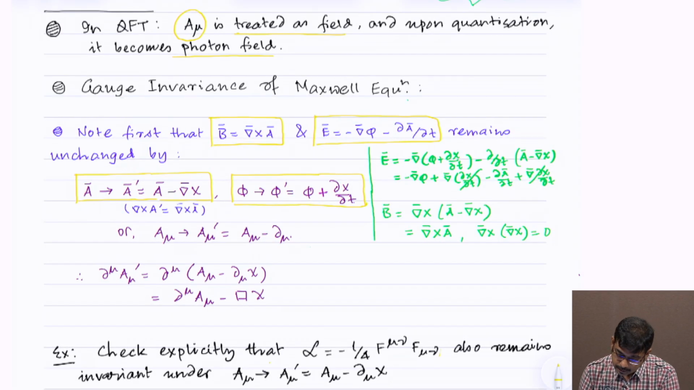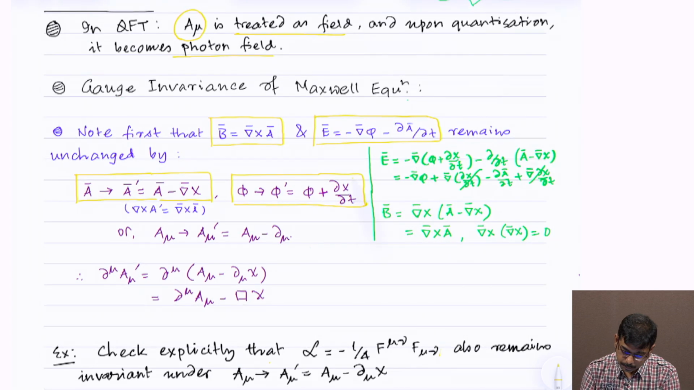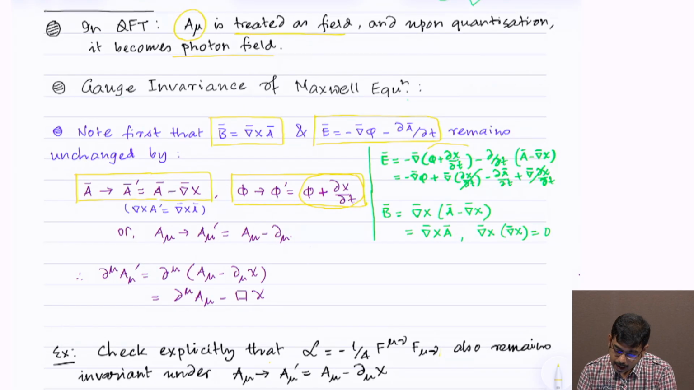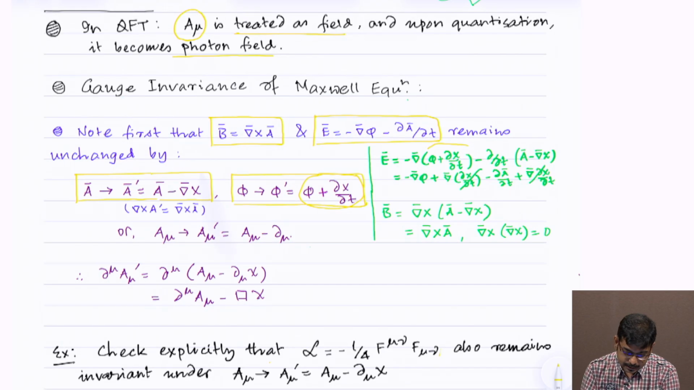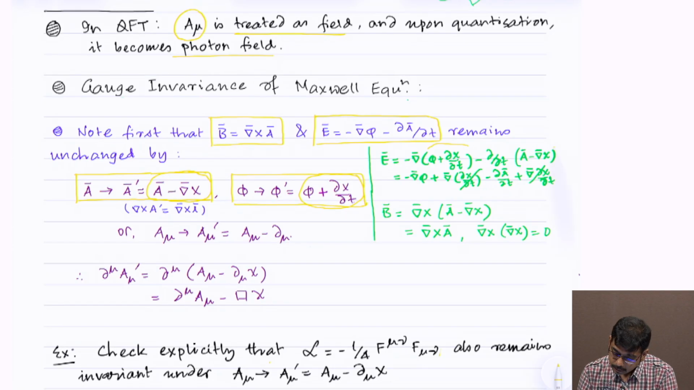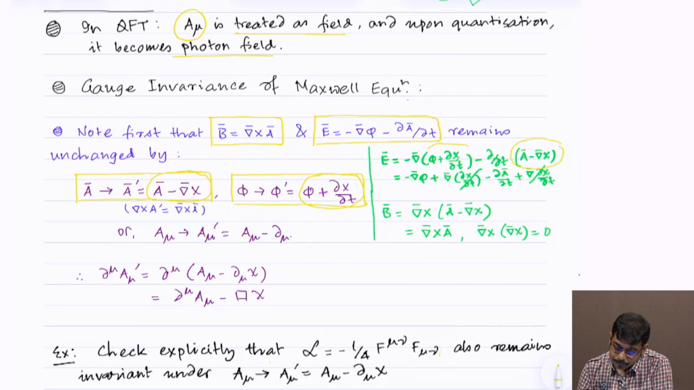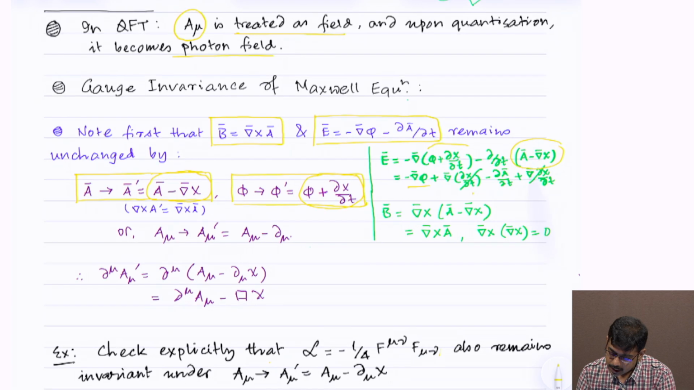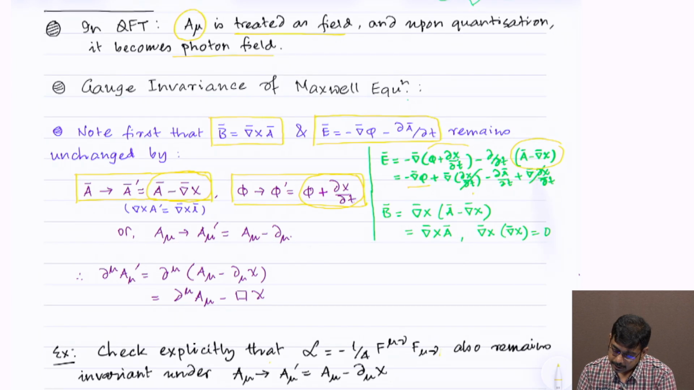How? Let us take the example first for E. E is equal to minus gradient of, replacing phi by phi plus ∂chi/∂t, and ∂A/∂t, where A is now replaced by A minus gradient of chi. So what terms are coming? Minus gradient of phi, then minus gradient of ∂chi/∂t, minus ∂A/∂t, and then you can bring the gradient out.